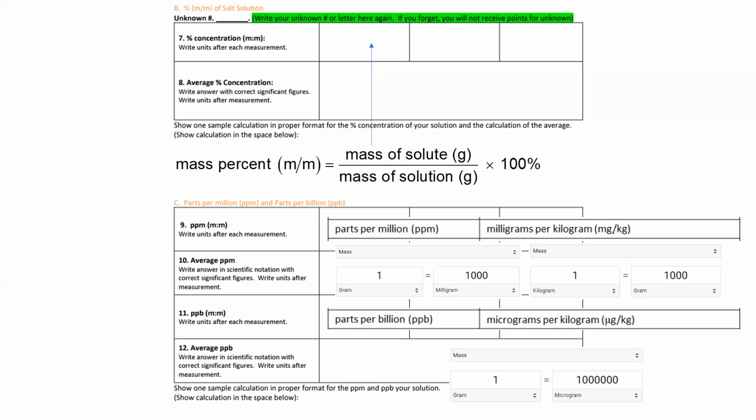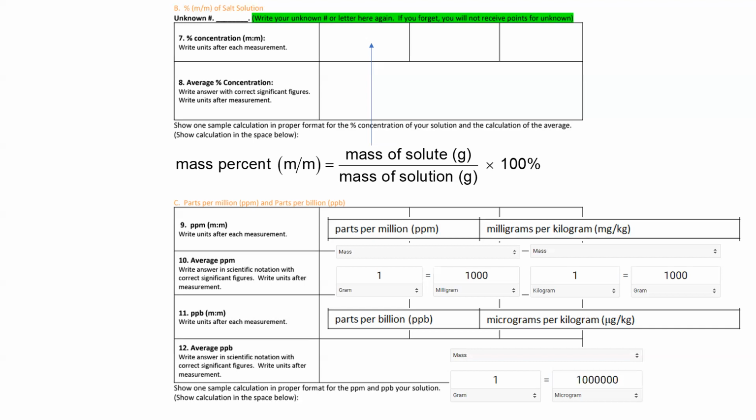And I've included some useful conversions for you. It's important to know that there are 1,000 milligrams in a gram, that there are 1,000 grams in a kilogram, and that there are 1,000,000 micrograms in a gram. If you know those values, you'll be able to convert the grams of solute into either milligrams or micrograms, and the mass of the solution to kilograms.